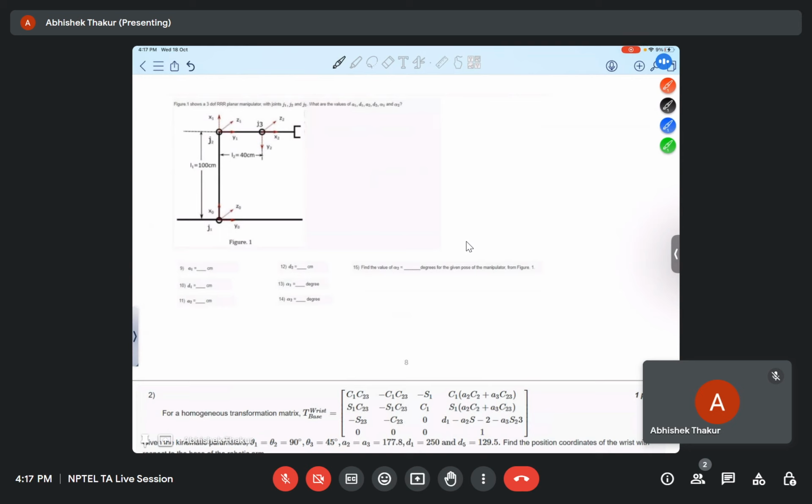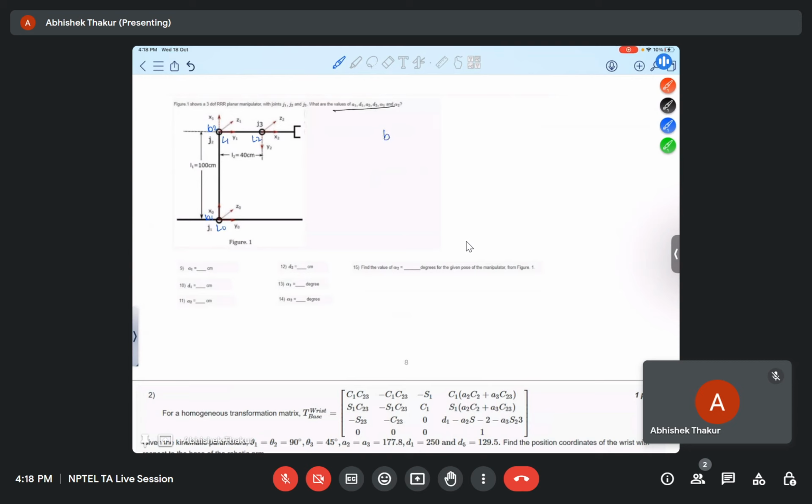Now these questions are based on the lecture of week 2. Here it is asking for the values of A1, D1, A2, D2, and alpha 1, alpha 2. These are the DH parameters, as we know. This is our first axis, so we'll assign this as L0. This will be our B1. Again, this will be B2, L1. This is L2.